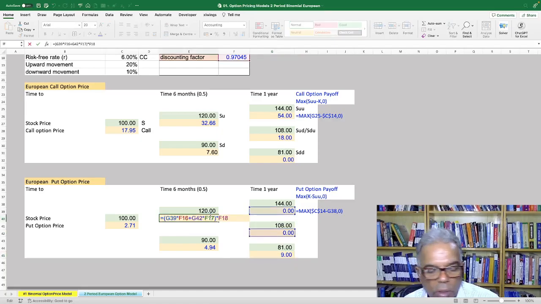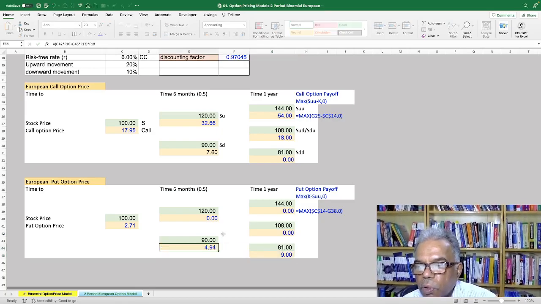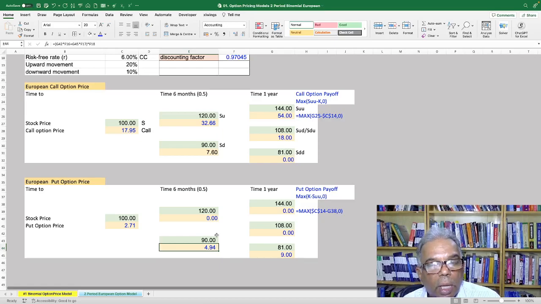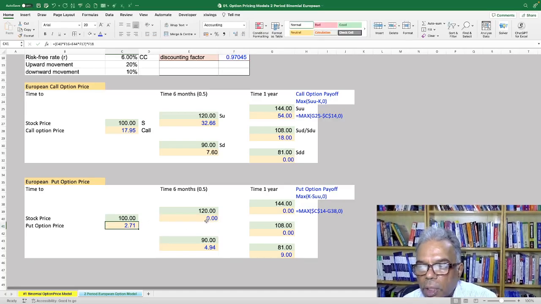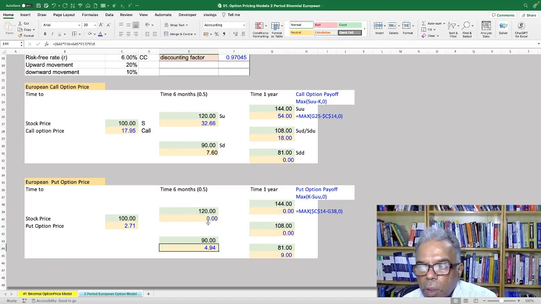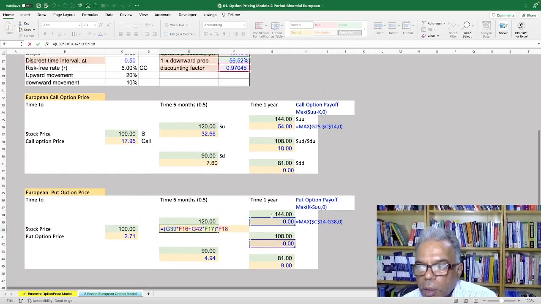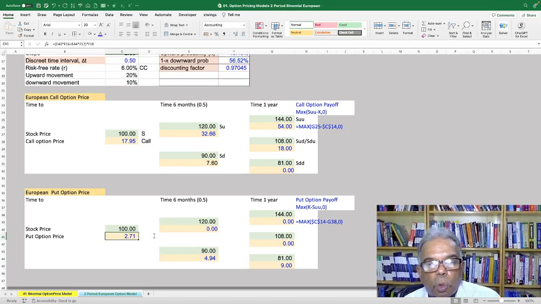Again travel backwards. 0 into up probability plus 0 into down probability, into the discounting factor, is 0. And here 0 into up probability and 9 into the down probability, into the discounting factor, will give you 4.94. So we have traveled backwards. Now the last step is to calculate the present value of the expected value, which is nothing but 0 into up probability plus 4.94 into the down probability, into the discounting factor, will give you 2.71.